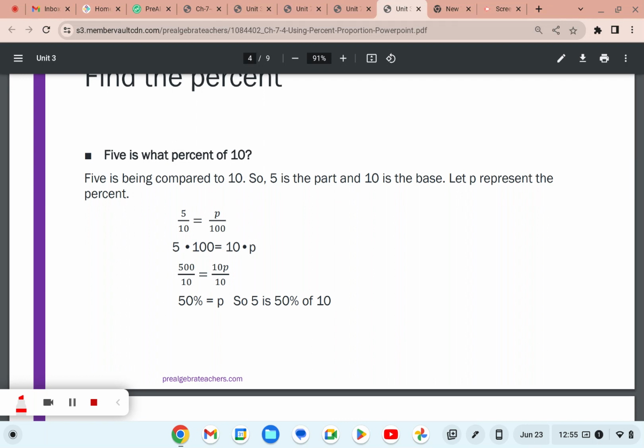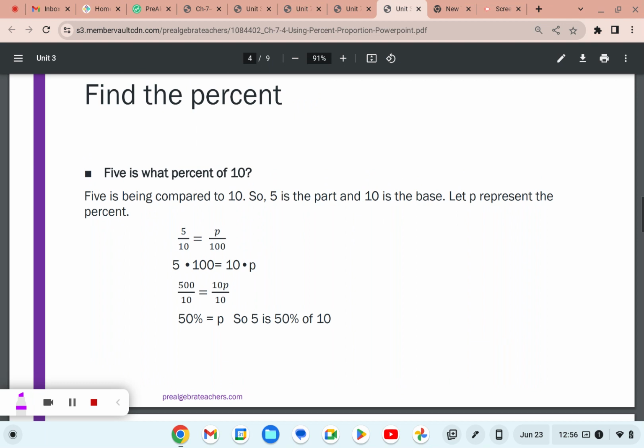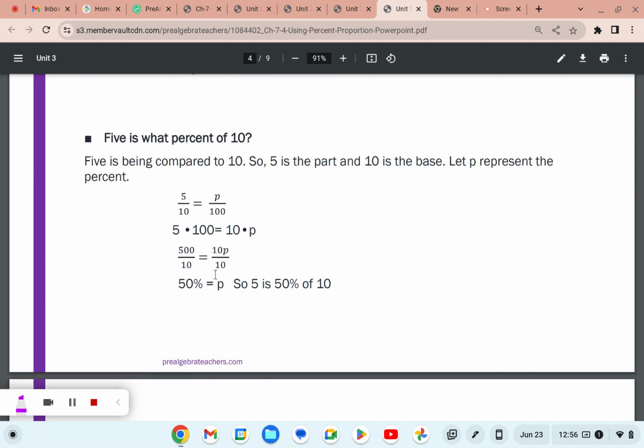Okay, so in this particular case, do I even need to set up a proportion if I am trying to discover what percentage 5 is of 10? If I am trying to figure this out, do I really, truly need to set up a proportion? I can think about how the numbers are related.